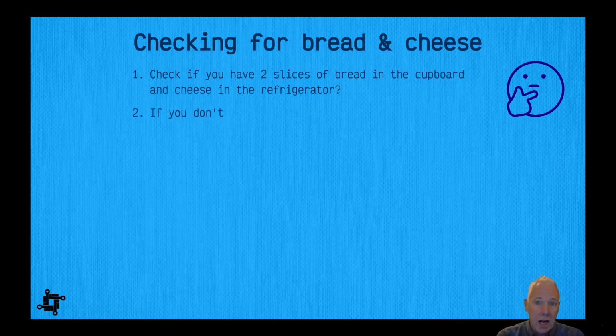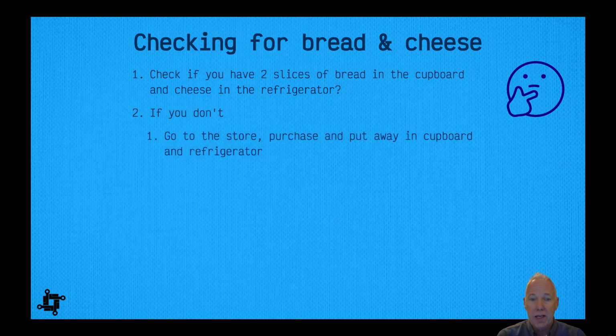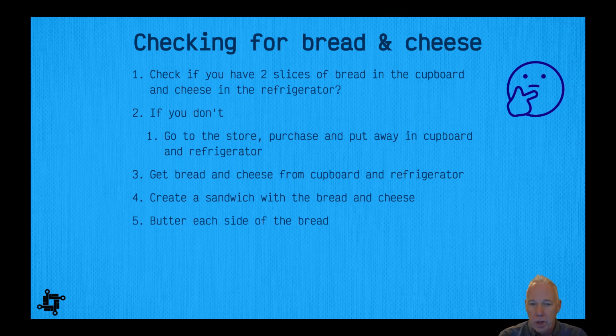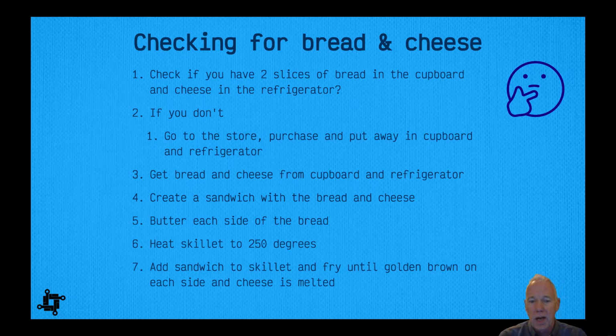Now, if we don't have either one of these ingredients, what are we going to have to do? We have to go to the store to buy them. So in that case, if we don't have these items, we go to the store, we purchase them, we come home and we put them away in the cupboard and in the fridge for future use when we're ready to make the grilled cheese sandwich. So assuming that we are now ready, we get the bread and cheese from the cupboard and the fridge. Again, we create the sandwich, we butter each side of the bread, we heat the skillet, and we add the sandwich to the skillet, fry until golden brown, and we've made a grilled cheese sandwich.